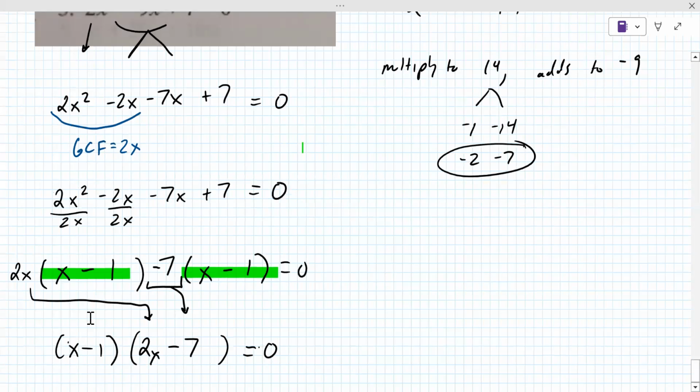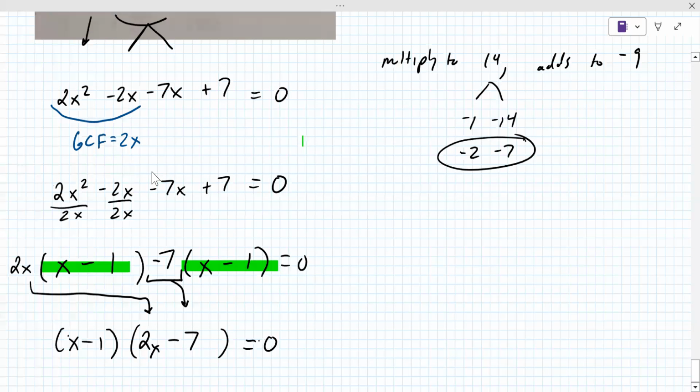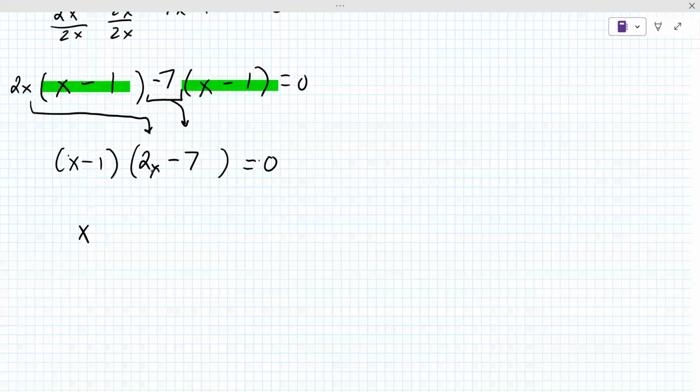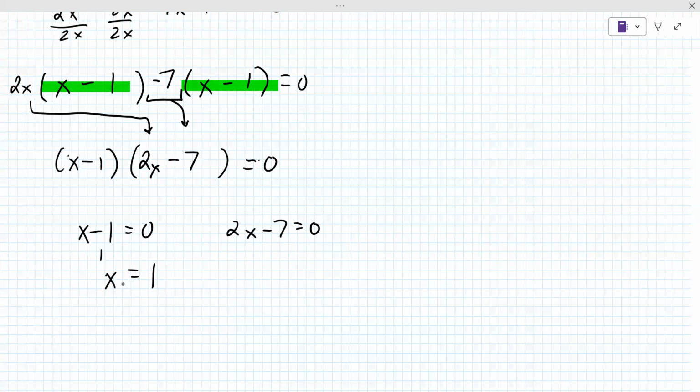Okay. You're going to set each of these equal to 0. x minus 1 equal to 0. 2x minus 7 equal to 0. So what do you do to solve the one on the left? You would add 1 to both sides. So x equals 1. Good.